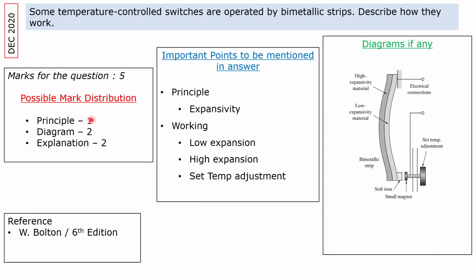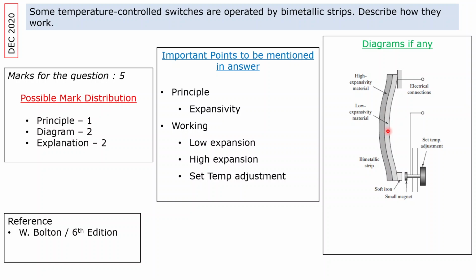The principle of this particular sensor is the expansivity of this particular bimetallic strip. Okay, expansivity, you might have studied in mechanics of solids regarding the coefficient of thermal expansion. Delta L is equal to L alpha delta T, where alpha is the coefficient of thermal expansion. So with respect to that, you can identify two materials. One is a high expansivity material, which is placed at the outer, and the second one is a low expansivity material, which is placed at the inner part.